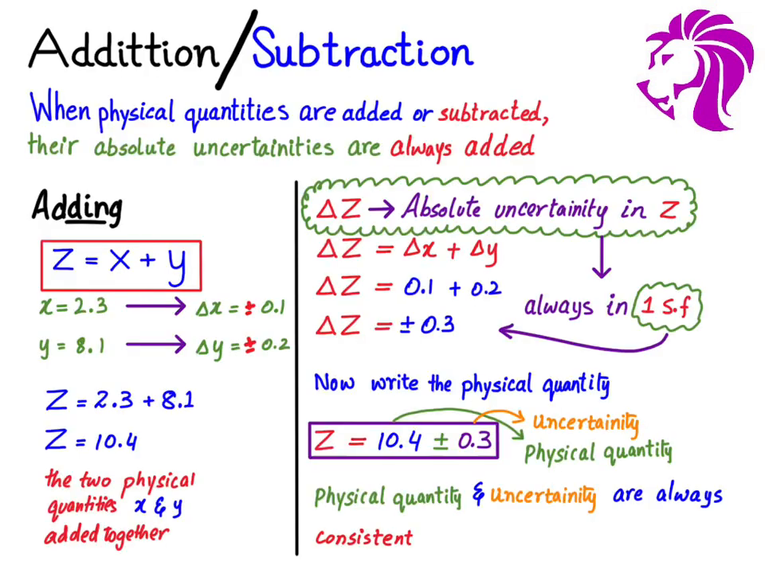So uncertainties are always given to one significant figure, and your final answer is always consistent with the uncertainty that you have calculated. So 0.3, one significant figure, one decimal place. Your final answer should also be to one decimal place, right?